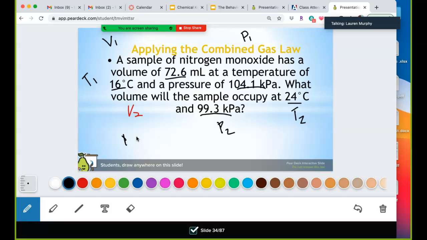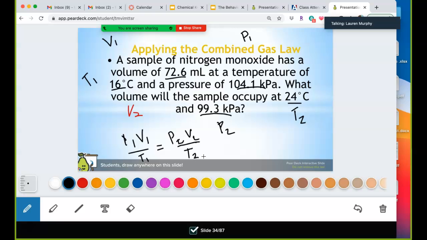So P1 V1 over T1 equals P2 V2 over T2. Okay. Now notice I didn't put the moles in there. Those N's, I did not put them in there. And the question is why?